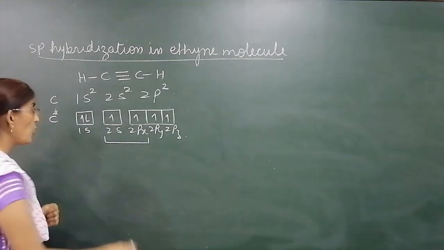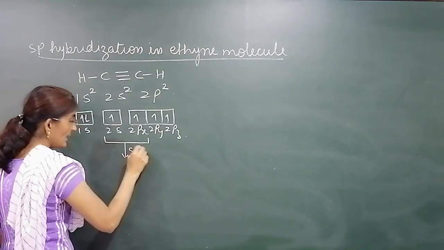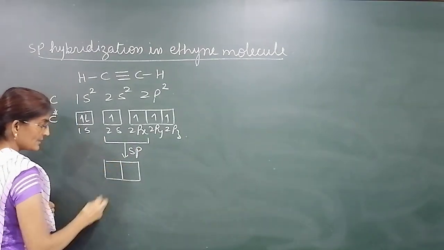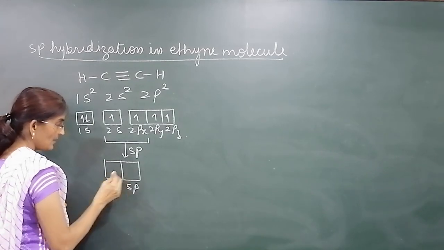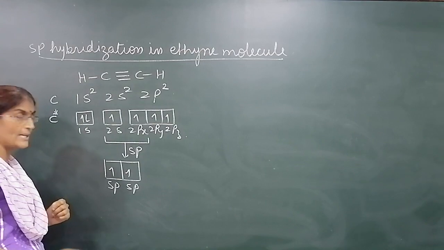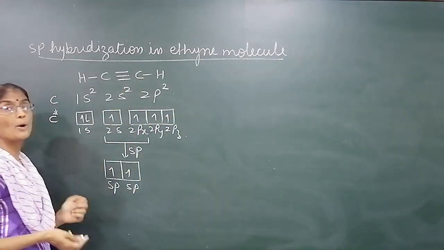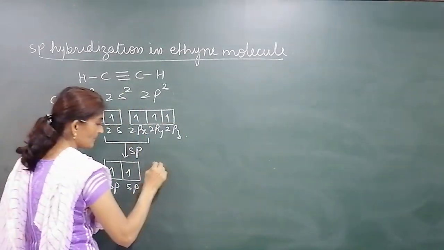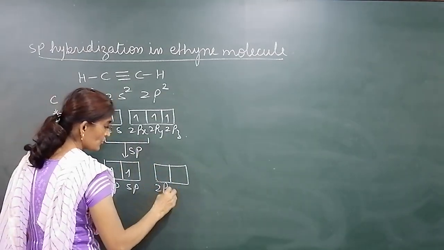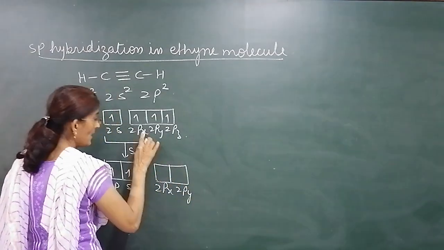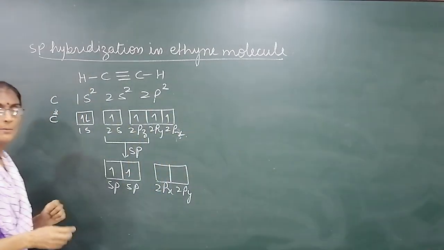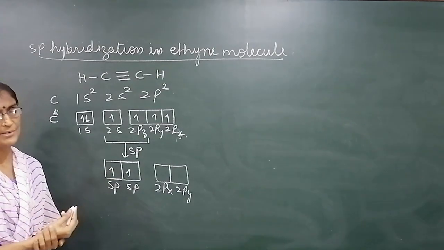So one of the s orbital and one of the p orbital overlap. How many hybrid orbitals form? 2 hybrid orbitals. sp hybridization. Here are 2 hybrid orbitals. Both are named as sp. Both have an unpaired electron. These 2 p orbitals won't take part in hybridization. They will remain as atomic orbitals. This is suppose 2px and this is 2py. I told you 2pz takes part in hybridization because s and pz have the same symmetry.